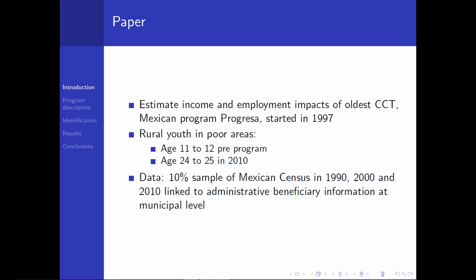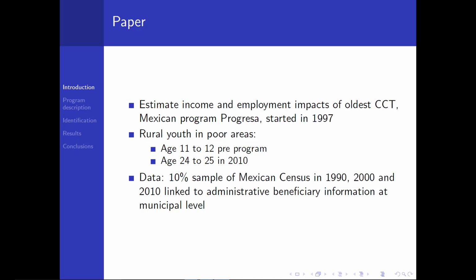Okay, so this paper will look at income and employment effects of the oldest conditional cash transfer program. I'll say more about Progresa in a minute. It began in 1997. I'm only going to talk about effects in rural areas. The program also operates in urban areas, but that's a later phase of expansion. So I'm only going to talk about effects on rural youth in poor areas.